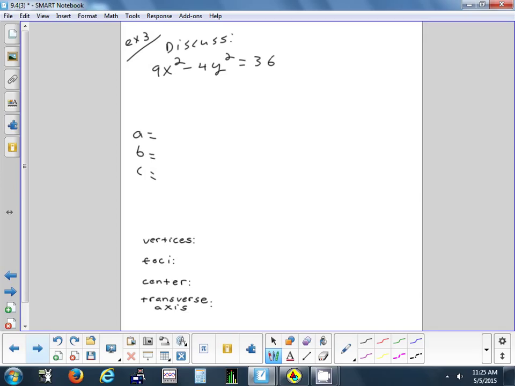Kelsey, what's wrong with this that we can't discuss it exactly the way it is? It's not in the right form. Yeah, how would you get it in the right form? Divide by 9 and 4. We're going to divide everything by the same number. What number do you want to see on the right-hand side? 1. So that tells us we have to divide everything by 36.